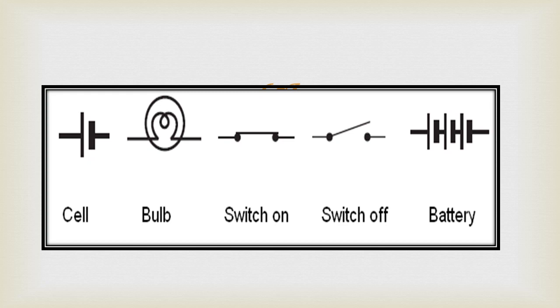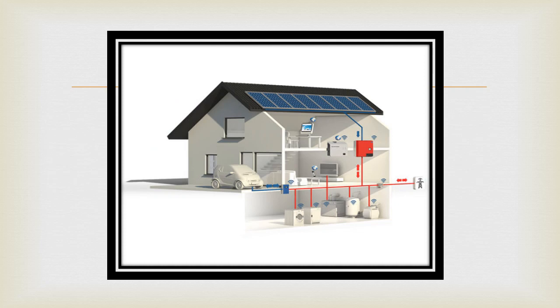These symbols are used in an electrical circuit. First is the symbol of a cell. Second, the symbol of a bulb. You can see the switch on symbol and the switch off symbol. And you can see a battery. Now students, what is a battery? When many cells are connected together, it is called a battery. These are cells only, but many cells connected together are called a battery. An electrical circuit is also used in the home supply. However, the electricity supply is made from outside instead of the electric cells.